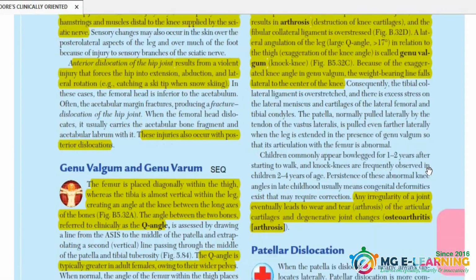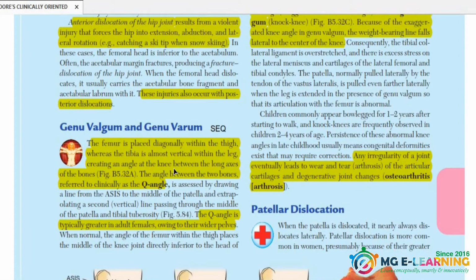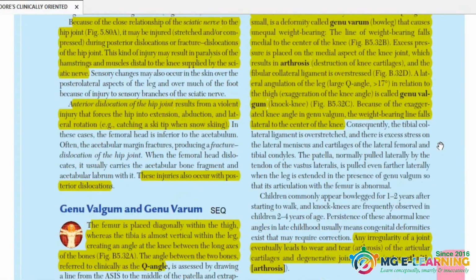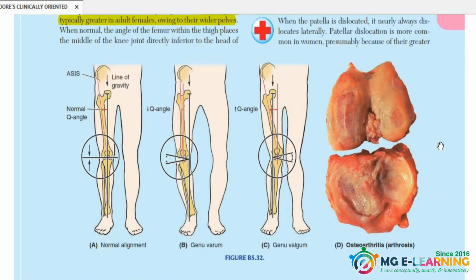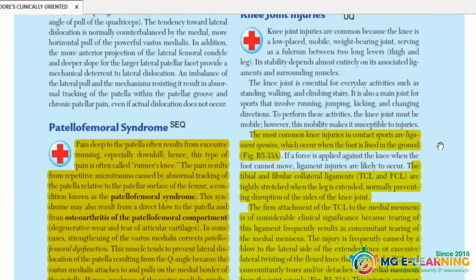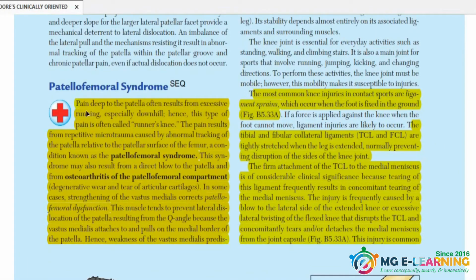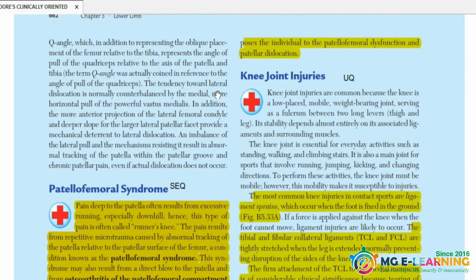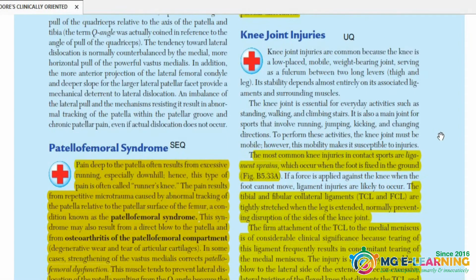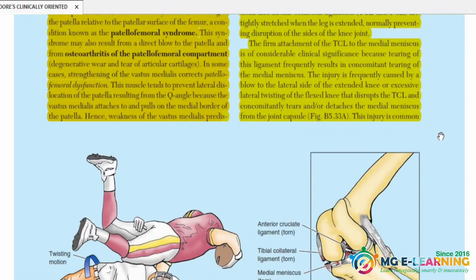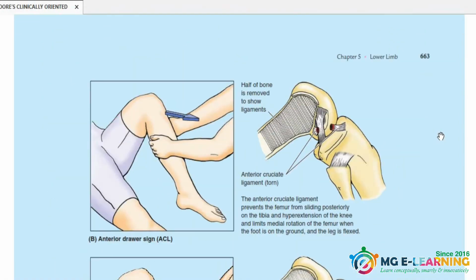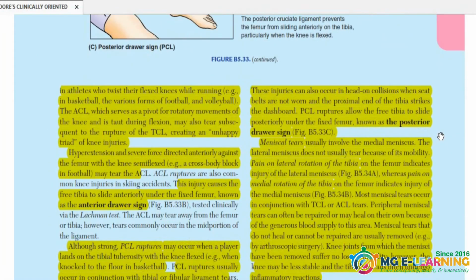This one. And next is genu varum and genu valgum. It is important from the clinical and SCQ point of view. All highlighted with yellow is important. Then patellofemoral syndrome. It is important from the SCQ point of view and also for clinical purposes. Knee joint injuries, it is very important from the UQ point of view. You have to know the fractures and tears of ligaments and bones. All this one.